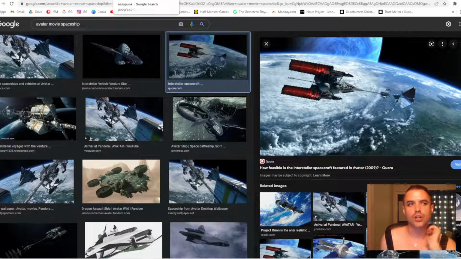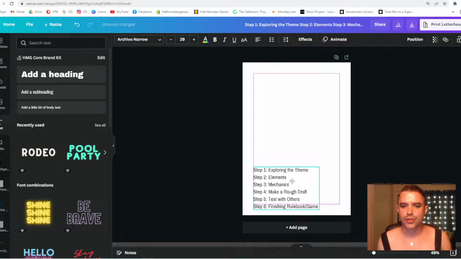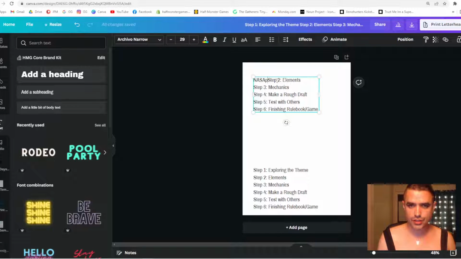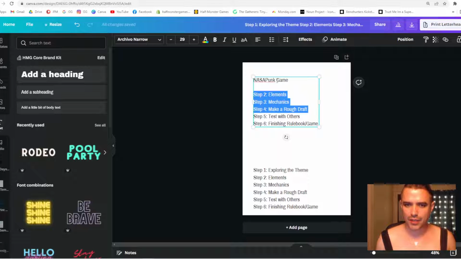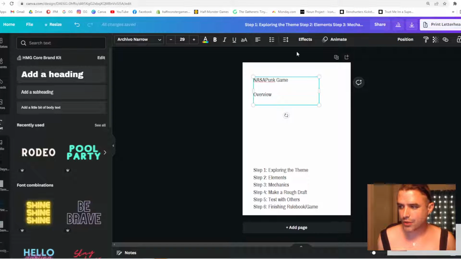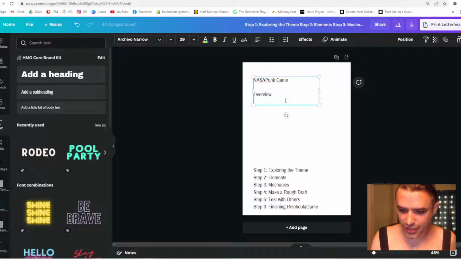So I think that's what I'd like to lean into, the idea of this NASAPUNK game, which I don't have a name for yet. So I'm exploring a theme. I'll go over the overview. This part can usually take several hours or minutes or really even days, depending on how complex the concept and the idea is.